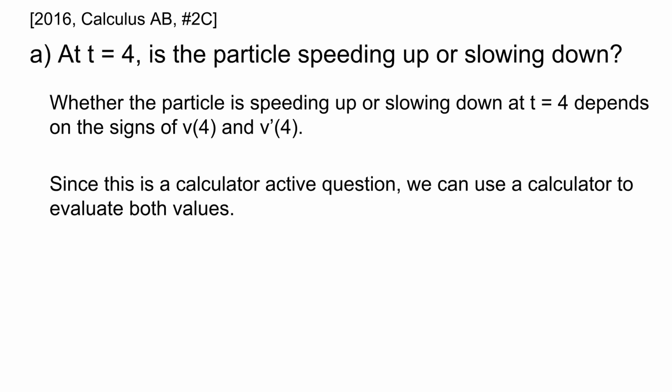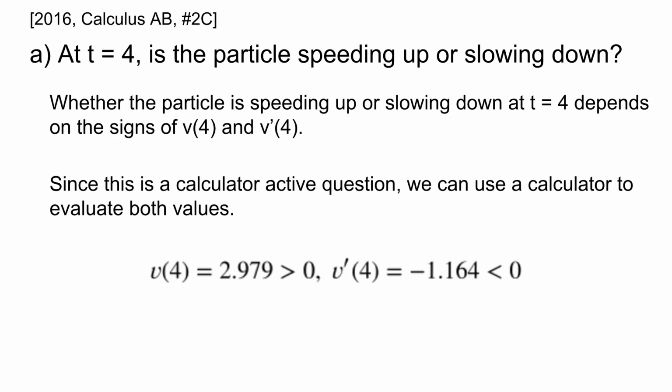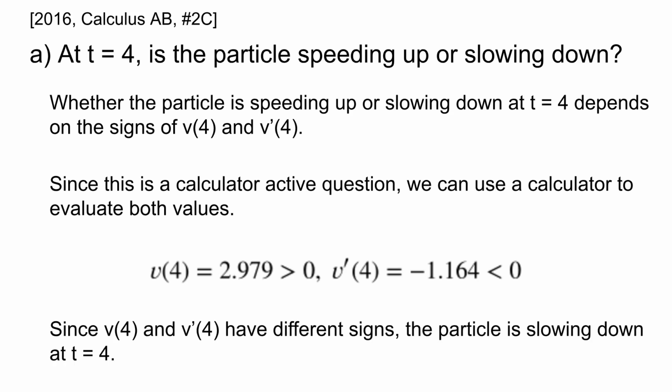Since this is a calculator active question, we can use a calculator to evaluate both of those values. Using a calculator, v of 4 is 2.979, which is positive, and v prime of 4 is negative 1.164, which is negative. Since v of 4 and v prime of 4 have different signs, the particle is slowing down at t equals 4.